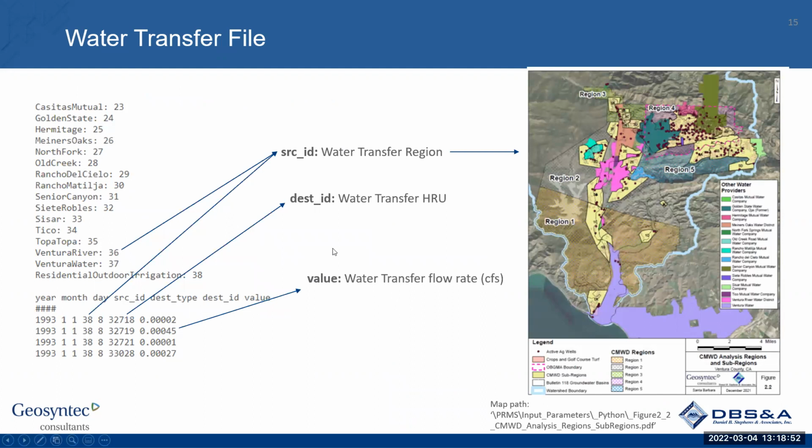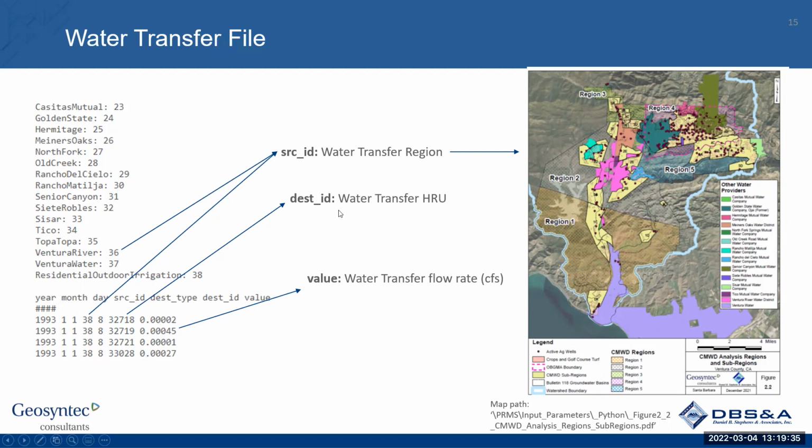Looking at that file in detail, the important columns are this column, which is the source ID column. It just tells you what region you're applying the irrigation water to. So for example, 38 is for all the residential outdoor irrigation, and all the other regions have their own numbers. It's a very large file, about 2.5 million rows. So if you wanted to edit it, you could open it up in a text editor or in Excel and change it. And as long as you put it back in the same format that the model needs, it should work.